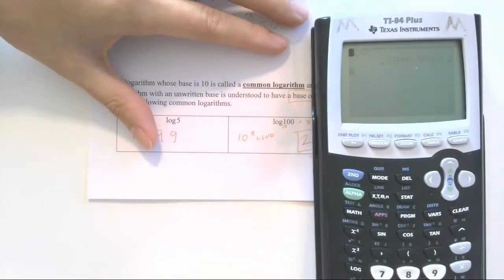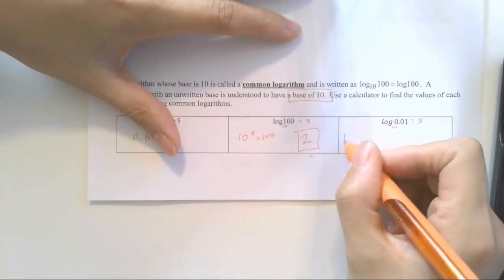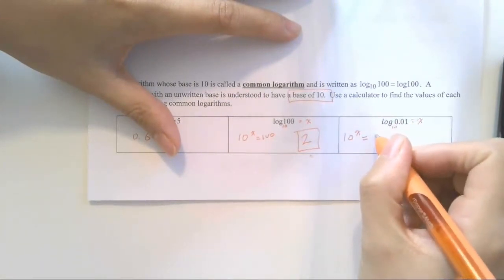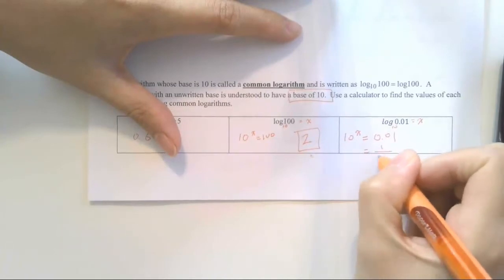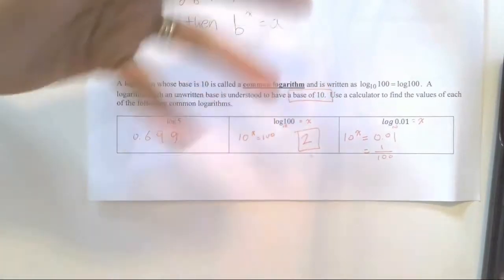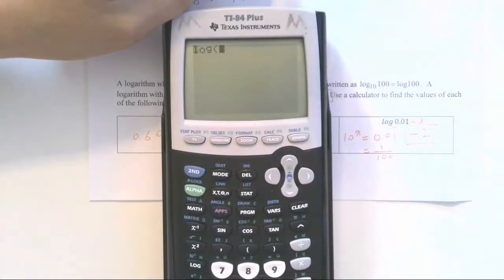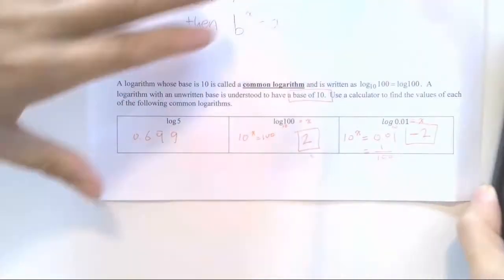I don't know if it's correct or not, so let's plug it in. Log of 100, 2. We are so smart, right? So log of 0.01. I'm going to do the same thing. 10 to the what power gives me 0.01, in other words, 1 over 100. Notice it got flipped over, so it has a negative exponent. And 10 squared is 100, so I got negative 2. Let's check it. Log of 0.01, negative 2. Yeah?